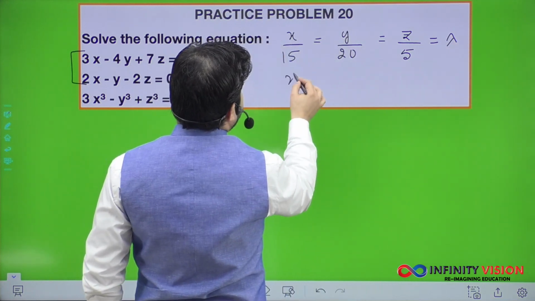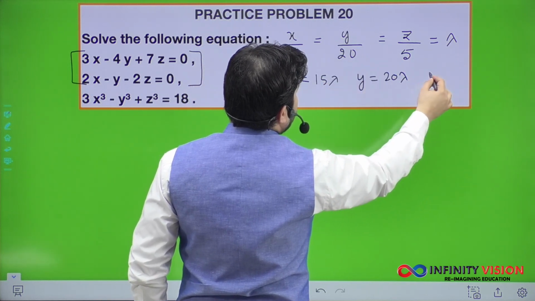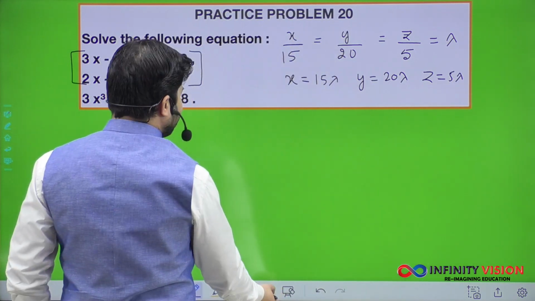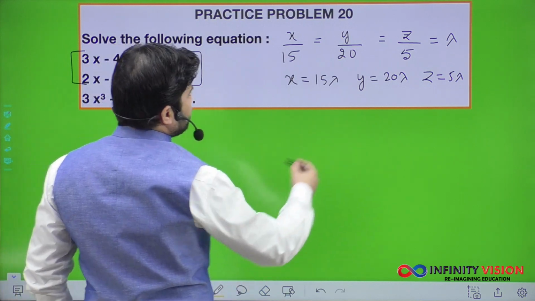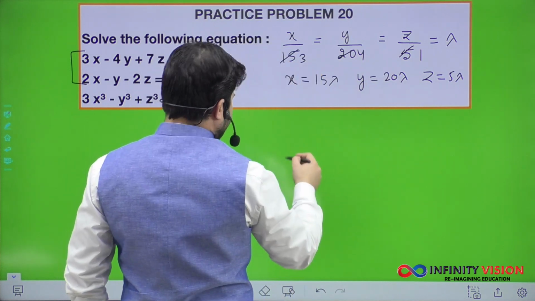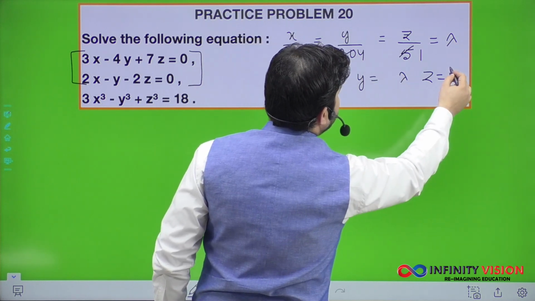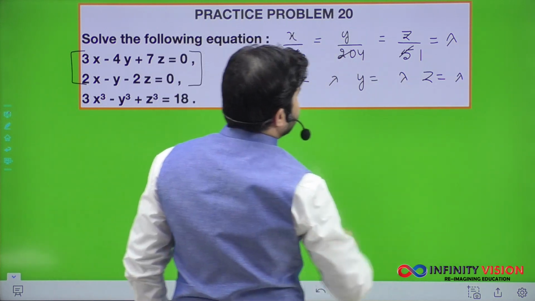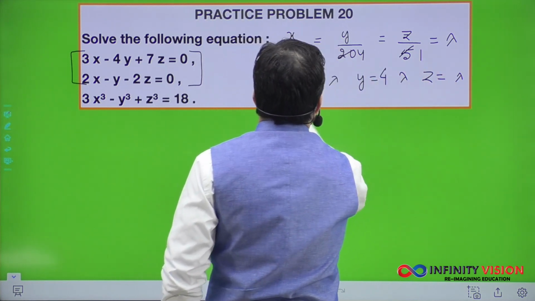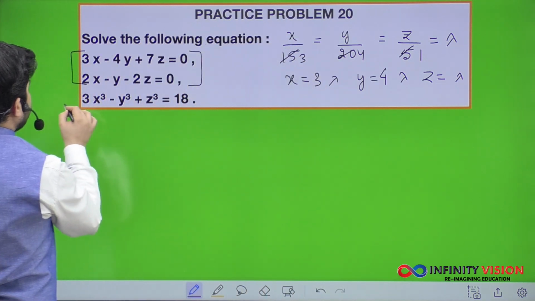So I can say my x is 15 lambda, my y is 20 lambda, and my z is 5 lambda. Or rather, we can further simplify it, because this is 5 1s, 5 4s, and 5 3s. So for z, I'm just going to write lambda. For y, I'm going to write 4 lambda. And for x, I'm going to write 3 lambda. I'll just replace x, y, z in this equation.